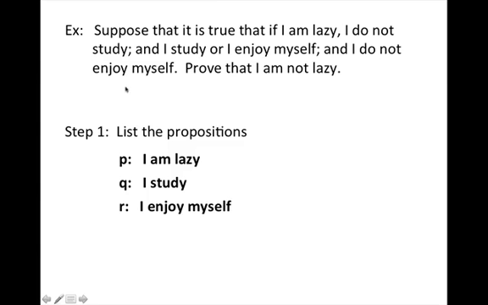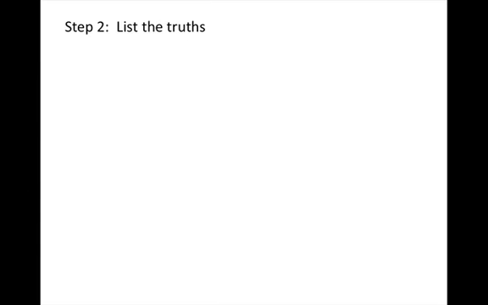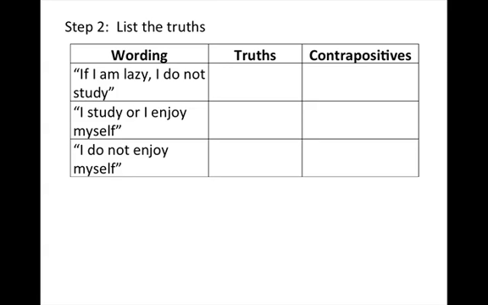Then I have I do not enjoy myself. Ignore the not, and I have I do enjoy myself. That was already listed as R. And finally, in my proof, I'm showing that I am not lazy. Leave out the not, and I have I am lazy. That was my P. So I have three basic propositions in this one. Now I was told three statements that were true, so let's list the truths in a table.